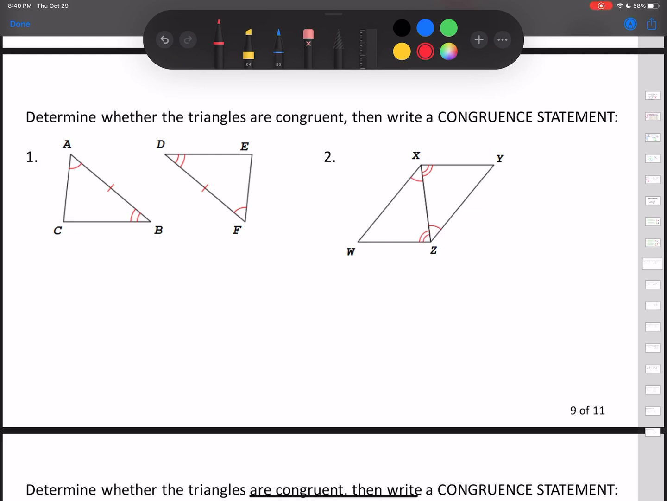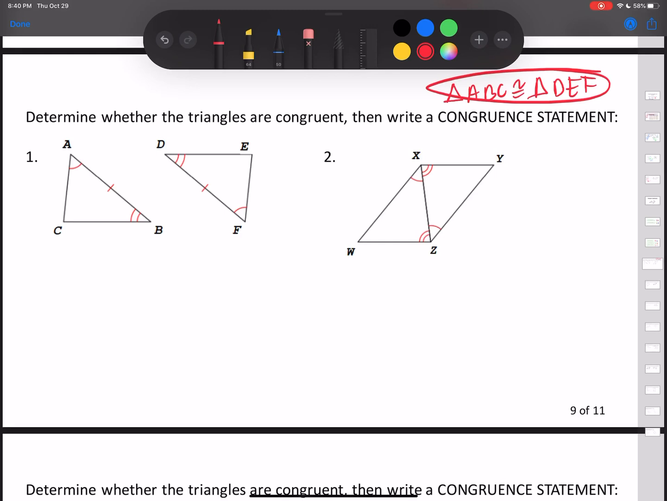So we want to say, are they congruent? If they are congruent, then we're going to write down the congruent statement. What I mean by congruent statement is it's going to be like triangle ABC is congruent to triangle DEF. That is what a congruent statement is.